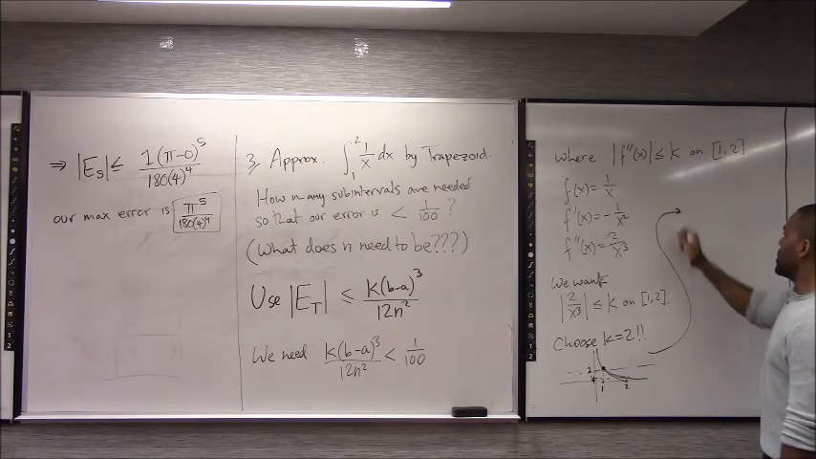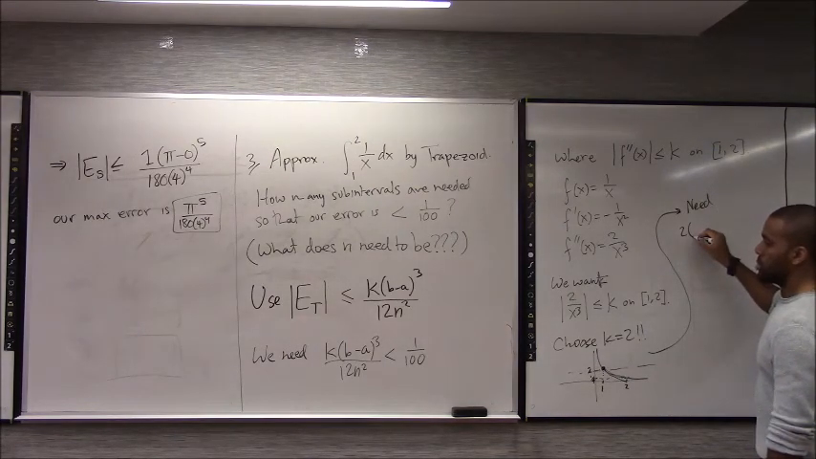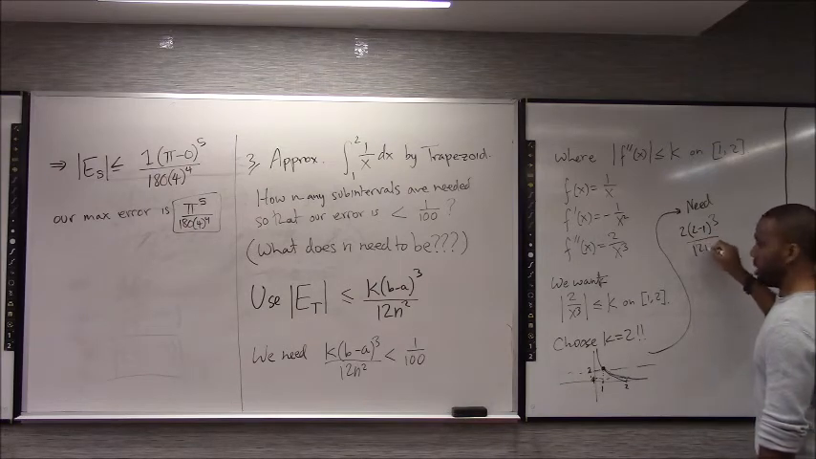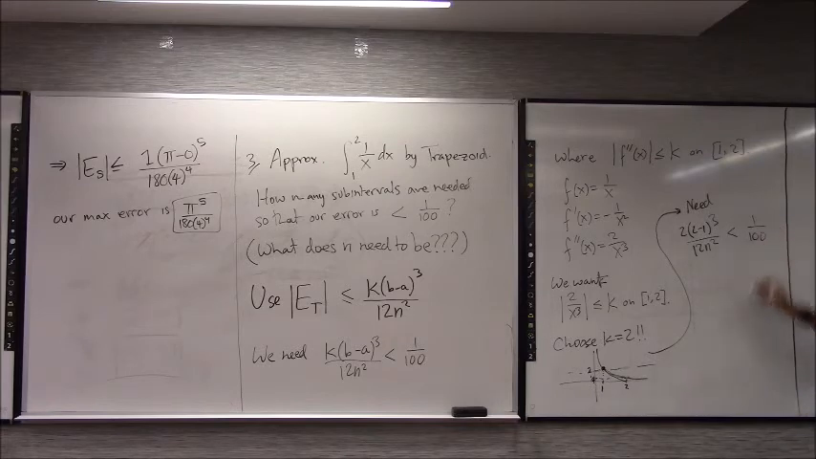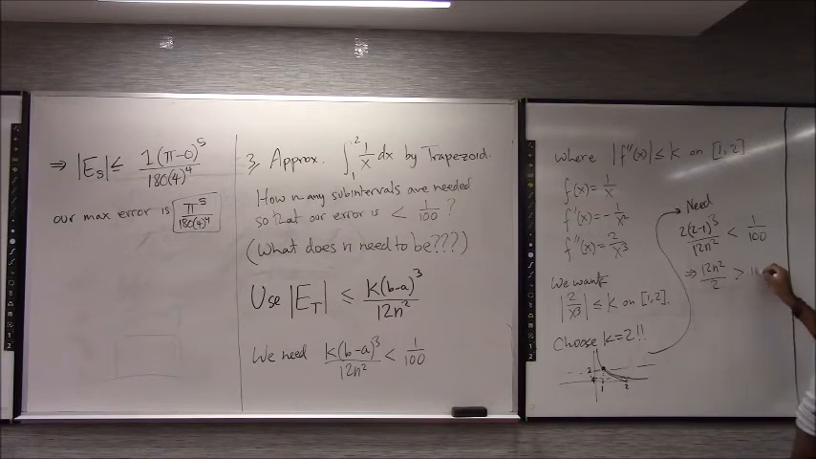So this means we need 2 times (2 minus 1) cubed over 12n squared to be less than 1 over 100. And at this point I'm just going to solve for n. I can take the reciprocal of both sides, and it turns around because both of these numbers are positive. So I need 12n squared to be larger than 200, which means I need n to be larger than the square root of 200 over 12.